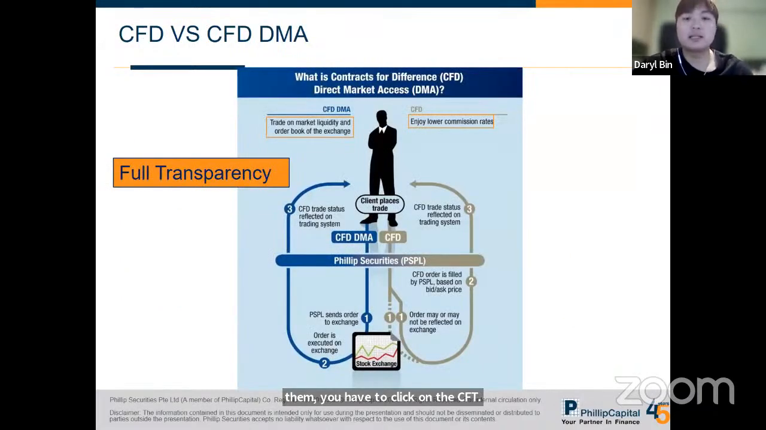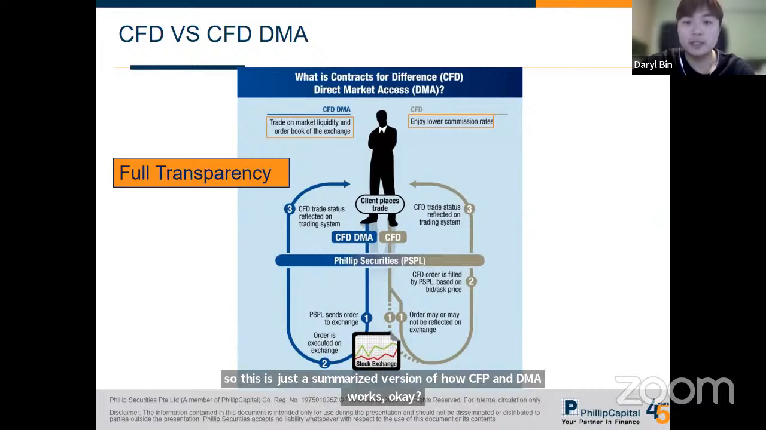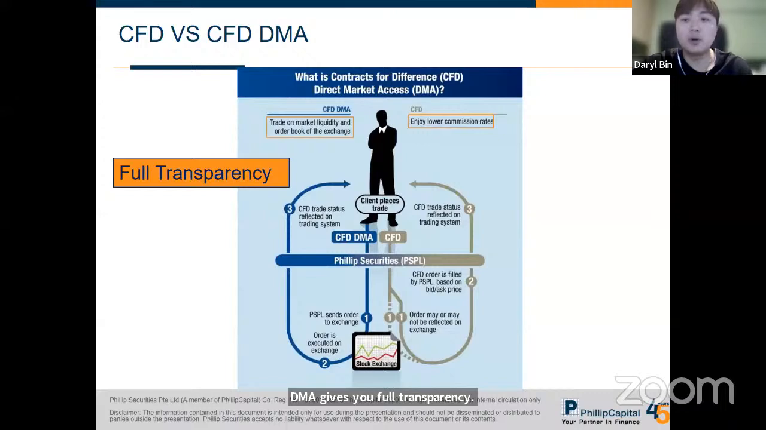So this is just the summarized version of how CFD and DMA work. DMA gives you full transparency. It trades on the market liquidity and order book of the exchange. Let me give you some time to read, or if you want to read up more, you can find out more on our website.